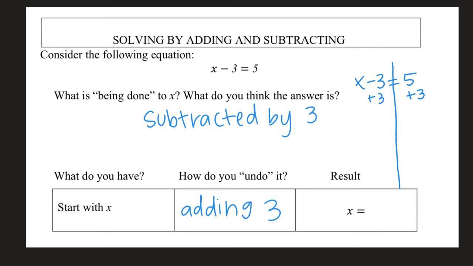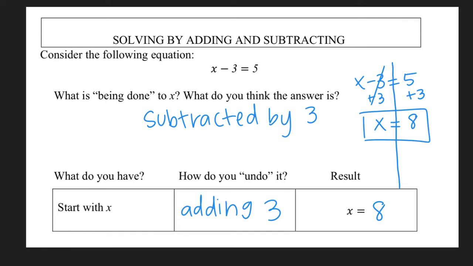sides of the equation. So when I did that plus 3, negative 3 plus 3 canceled out and became 0. That was our goal. That allowed us to get that x all by itself. Whenever we are solving for something, that means get something alone. We wanted to get the x alone. So when I added the 3 to the other side of the equation, 5 plus 3 gave me 8. So my answer, or my result, is x equals 8.